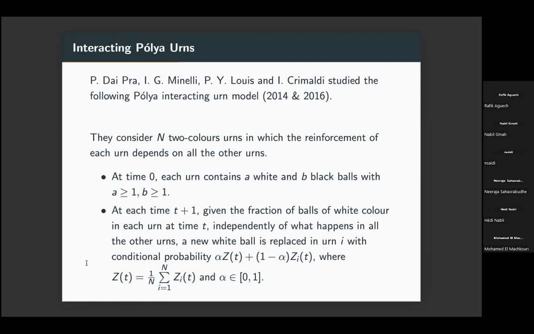Is the second step applied on each urn i, or is i chosen randomly? No. You do this across urns simultaneously.